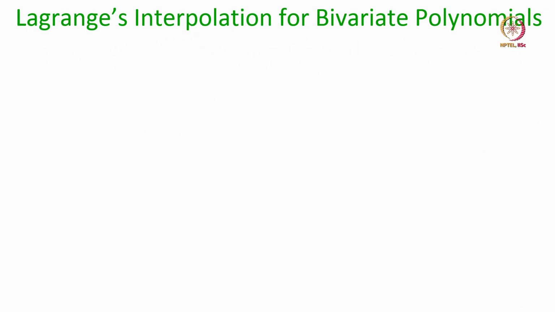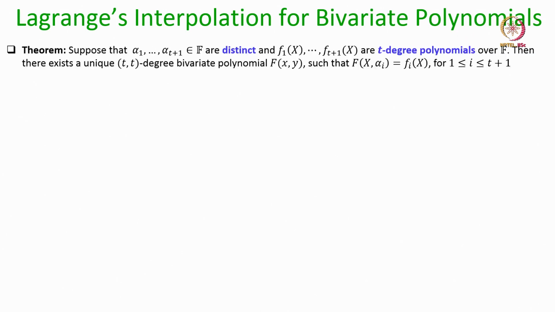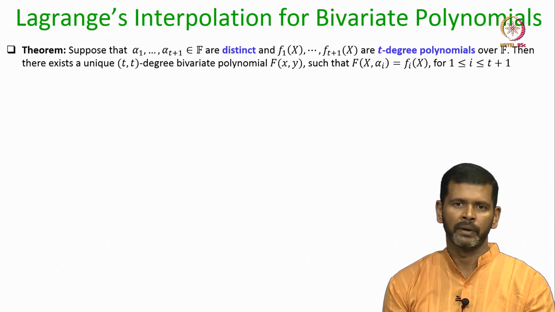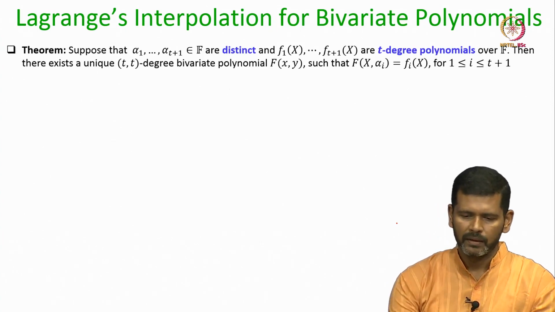Okay. Now, we want to extend this Lagrange interpolation for bivariate polynomials, and in fact, we can have a version of Lagrange interpolation for polynomials in 3 variables, polynomials in 4 variables, or polynomials in any number of variables. But in the context of verifiable secret sharing, we will be dealing only with polynomials in 2 variables, where the degree of both the variables will be t. So, what exactly does the Lagrange interpolation formula for bivariate polynomials state? There are 2 versions here.